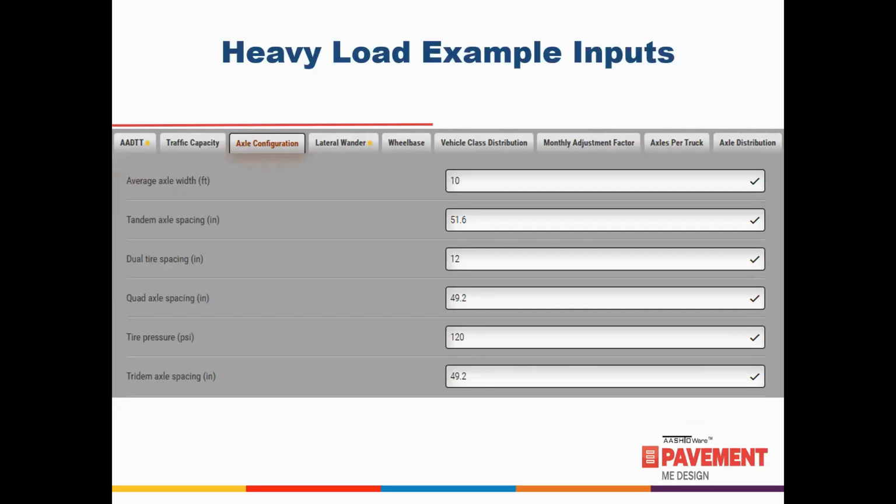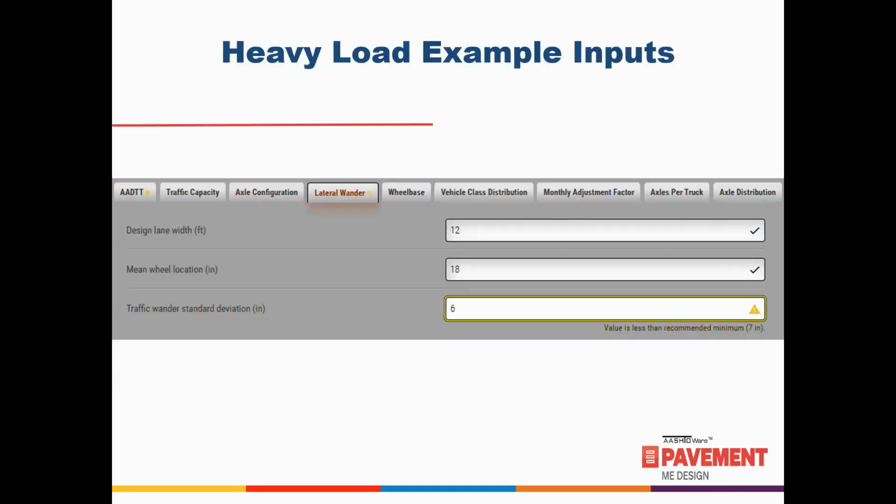And then the axle configuration. Average axle width is 10 feet from outside tire to outside tire. And then the dual tire spacing is 12 inches. We're not concerned about tandem, tridem, or quad axle spacing because we don't have any with the forklift. And then the tire pressure, we're going to assume 120 psi for that.